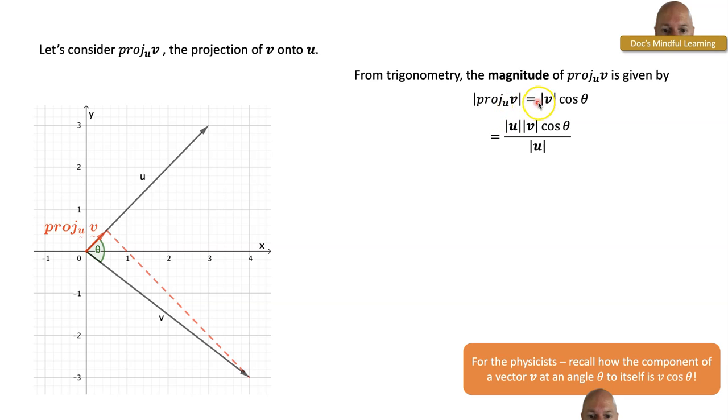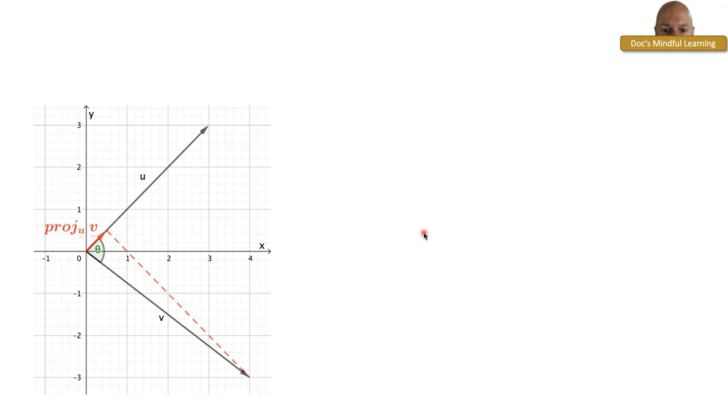Now, if we just do a little bit of algebraic manipulation, if we multiply top and bottom by the magnitude of u, you can see that what we've got up the top is the dot product of vector u times vector v. So we can say that the magnitude of the projection of vector v onto u is the dot product of u and v divided by the magnitude of u. But that's still only giving us the magnitude of the projected vector.